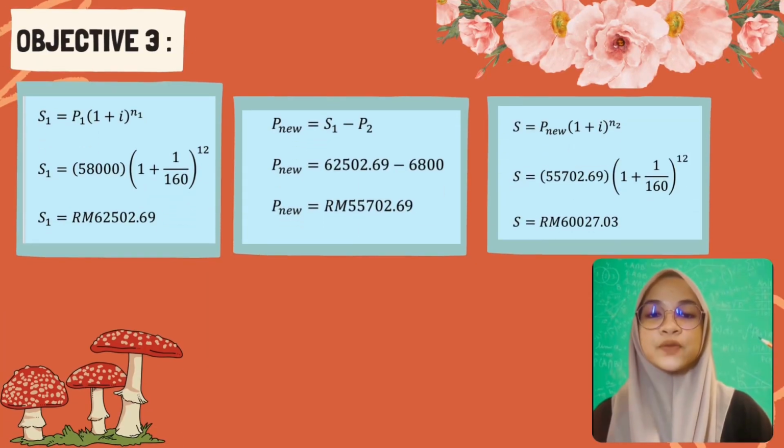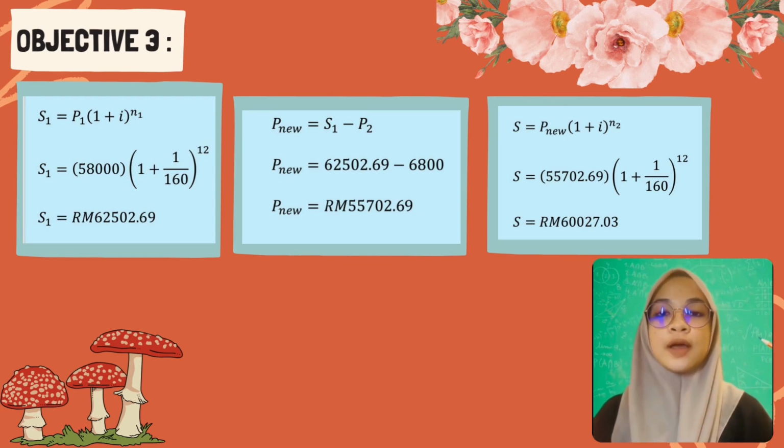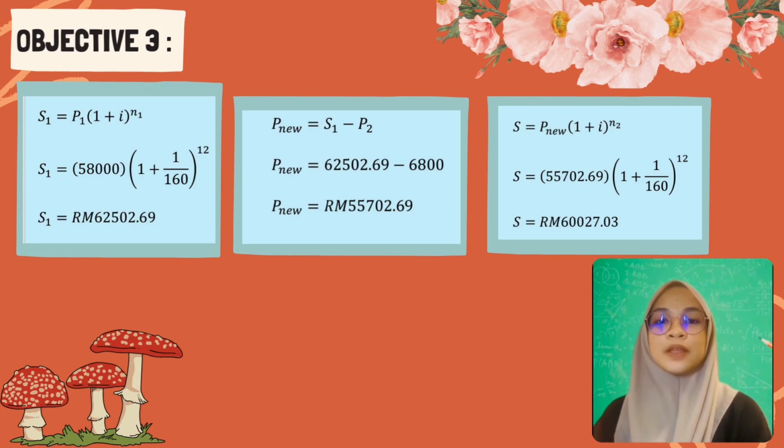Firstly, we want to find S1. Here is the formula for S1: S1 equals P1 multiplied by (1 plus I) to the power of N1. S1 equals 58,000 multiplied by (1 plus 1 over 160) to the power of 12. For S1, we got 62,502 ringgit 69 cents. Secondly, we want to find P new. P new equals S1 minus P2. So P new equals 62,502 ringgit 69 cents minus 6,800 ringgit, and we got 55,702 ringgit and 69 cents.